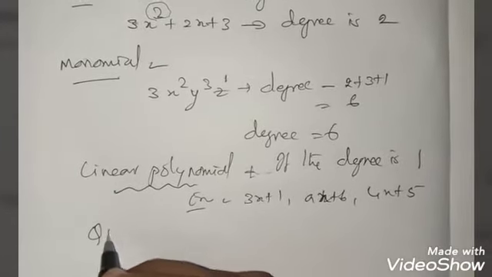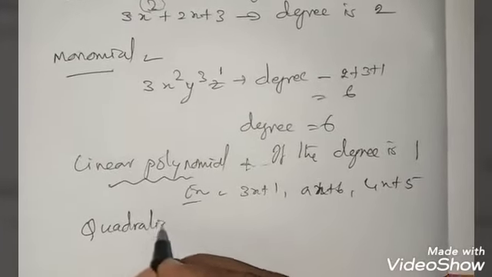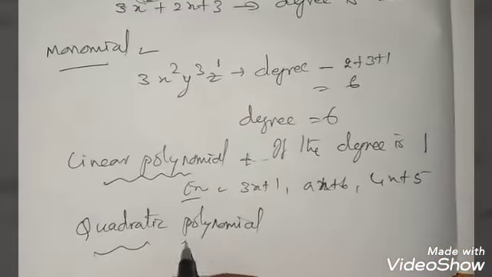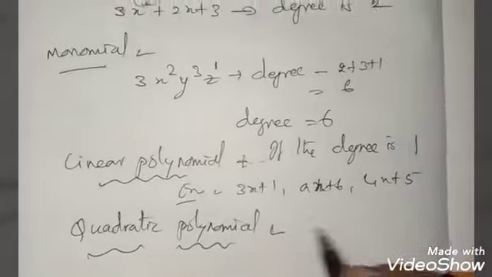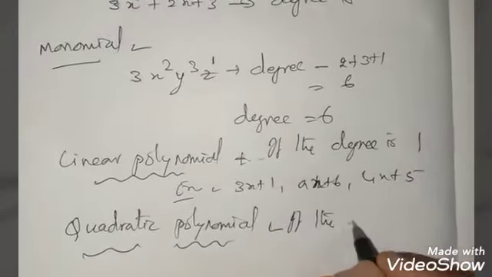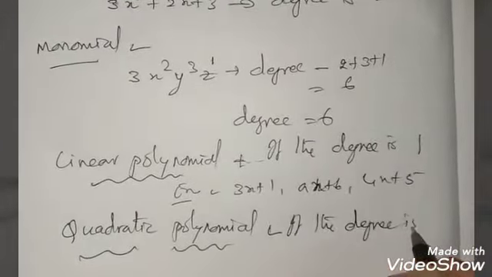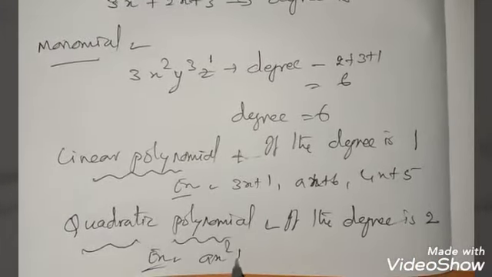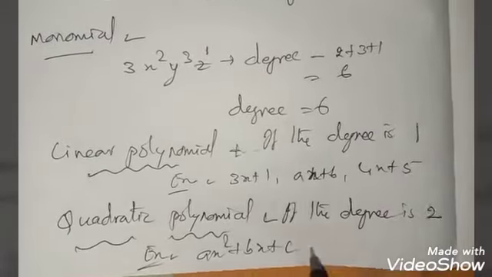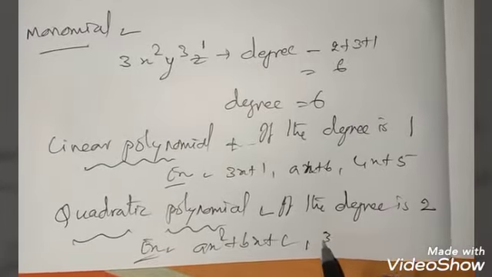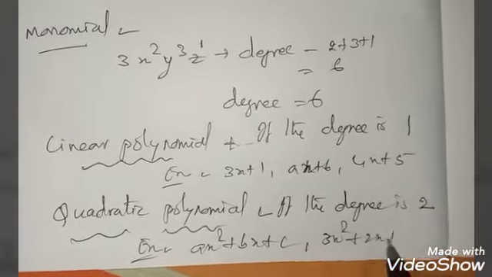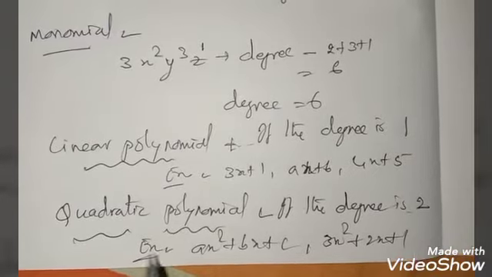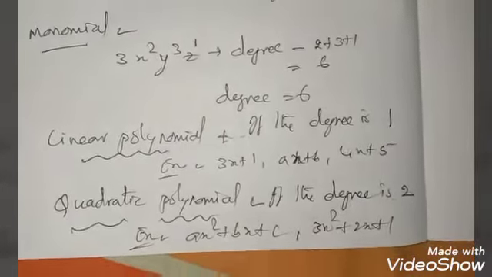Next is quadratic polynomial. As per the definition of quadratic polynomial, if the degree is 2, for example, if I take ax square plus bx plus c, or 3x square plus 2x plus 1, where the degree of the variable is 2. That's why it is a quadratic polynomial.